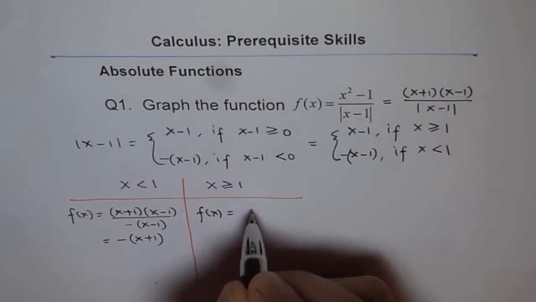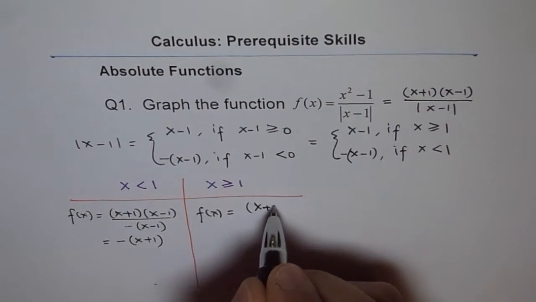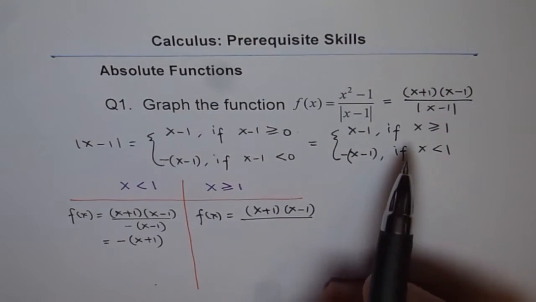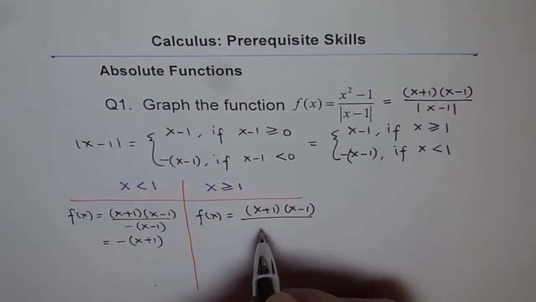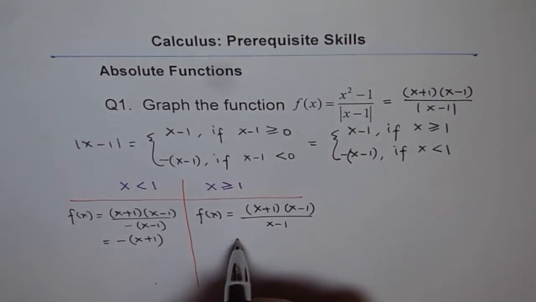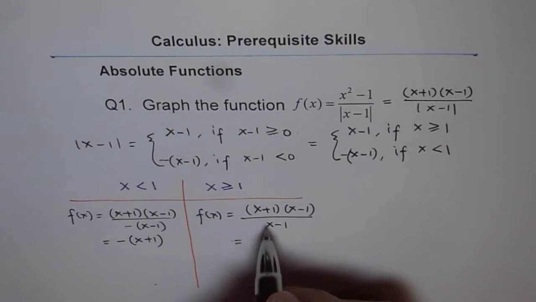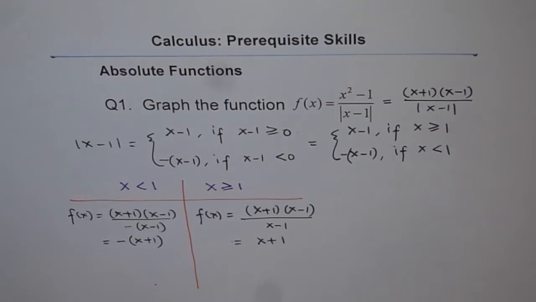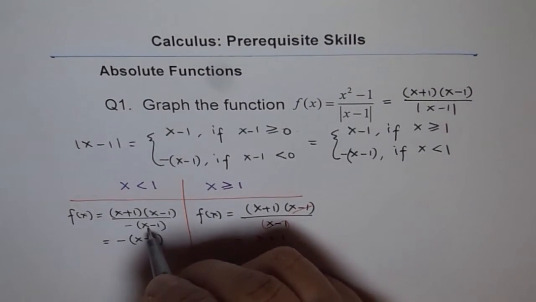On the other hand, when x is greater than or equal to 1, in that case the function will be, numerator is same, right? x squared minus 1, which can be written as x plus 1 times x minus 1. But the denominator will be positive, x minus 1, correct? And therefore x minus 1 will cancel out, and we are left with x plus 1, correct? So that is how we see that the two parts are different. You see that?